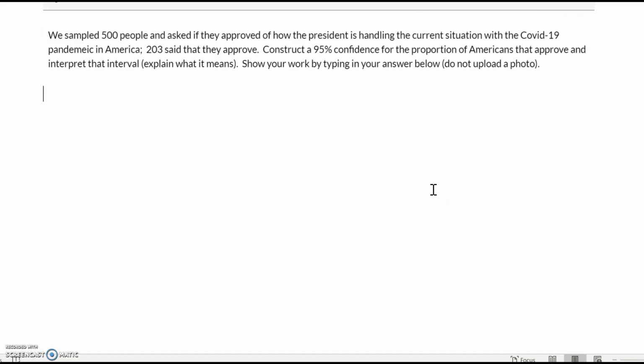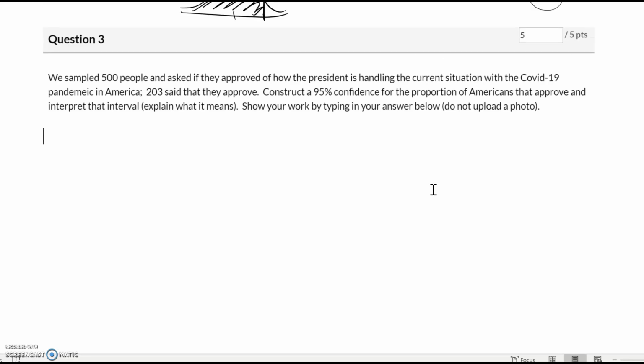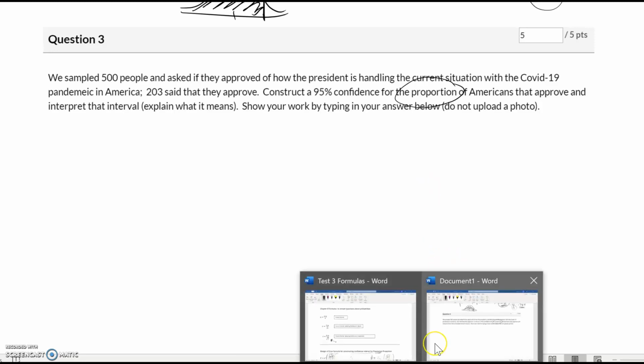Question 3. We sampled 500 people and asked if they approved of how the president is handling the current situation. 203 said they approved. Find a 95% confidence interval for the proportion. Okay, so I should be thinking, all right, I'm going to have to build this. It's the one thing I'm going to make. Confidence intervals, you're going to have to do 2.